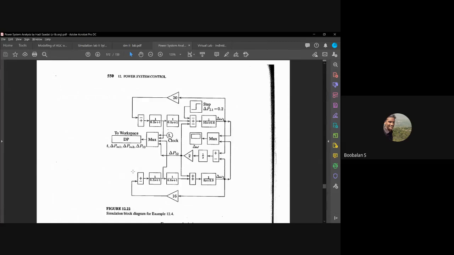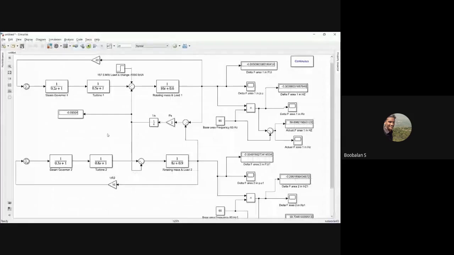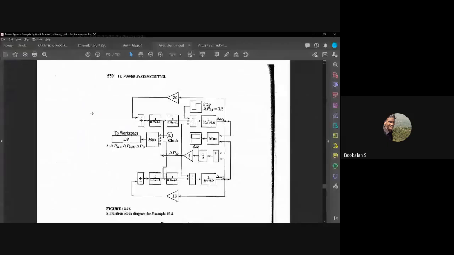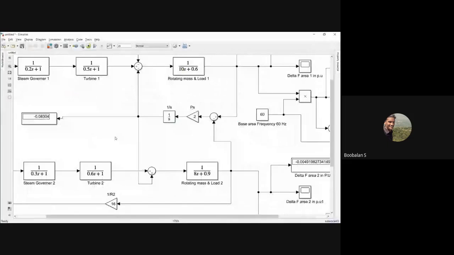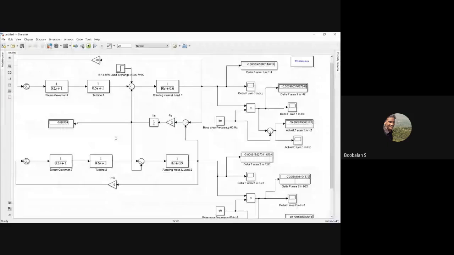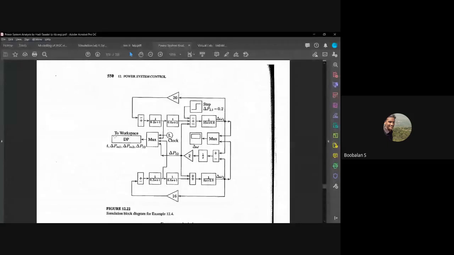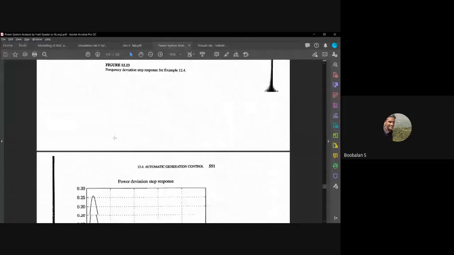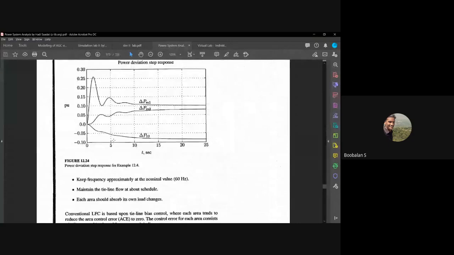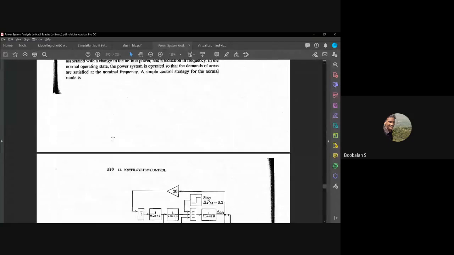Tie line bias control. See once again. Minus 0.08. It's now multiplied with my area control error. Once again.